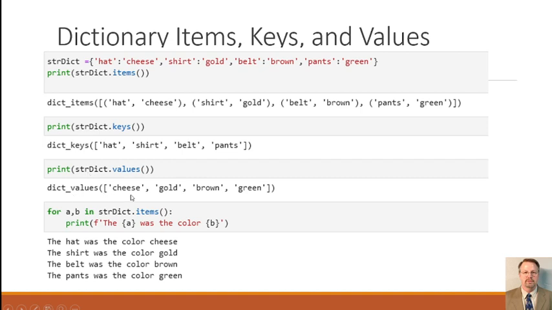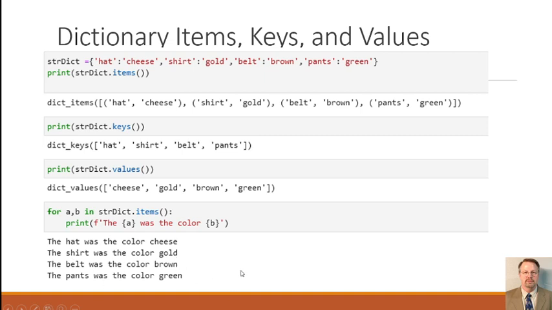And so if we type in the values, it's going to say cheese, gold, brown, and green. Okay, so you can see the keys, the values, and the items includes both of them. If we want to print them out with a simple for statement, we can use the items to grab the keys and the values and say print the blank, A, which would be the key, was the color B, which is the value. And sure enough, we have hat was cheese, shirt is gold, belt is brown, pants are green.